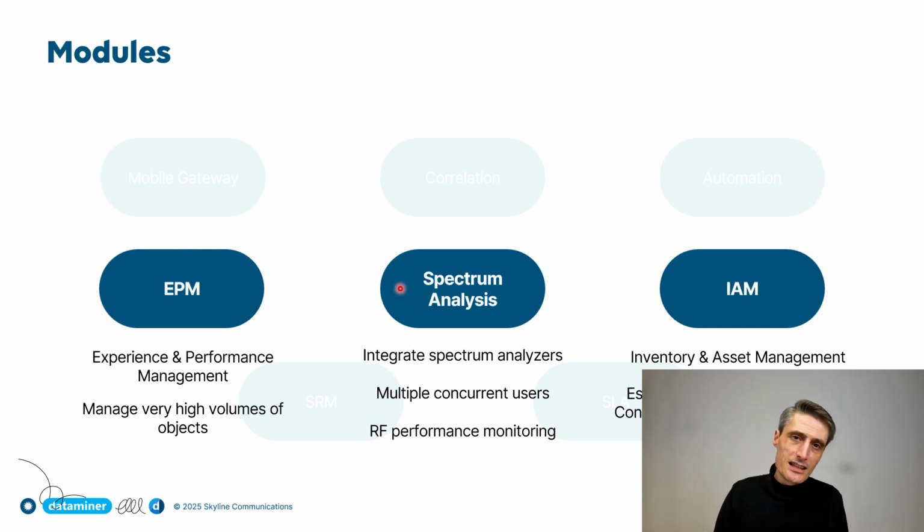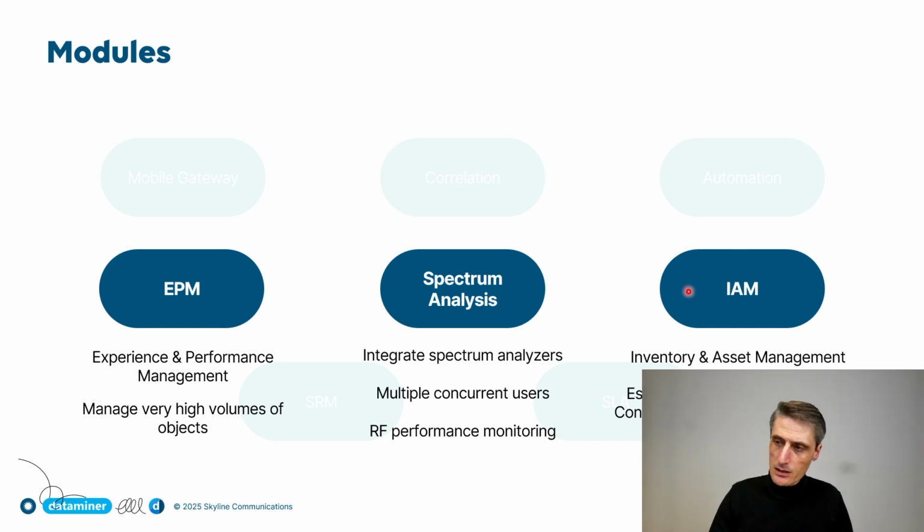Spectrum analysis. DataMiner has a possibility to integrate with any spectrum analyzer from any vendor. With multiple users, you can connect to that and see the traces. One trace is taken for one user, then for a second user, then for the first user again, then the second user. So you can really share one spectrum analyzer with different users and use it at the same time. And it can automatically do RF performance monitoring, analyze the spectrum traces, see if any problems are occurring there, and generate alarms 24/7 automatically, for instance.